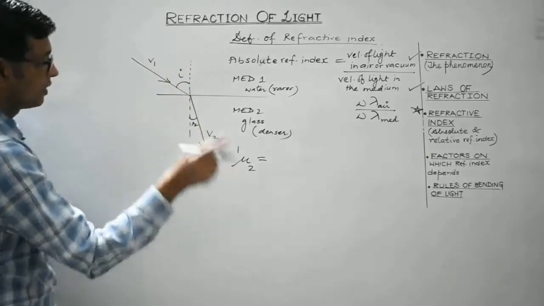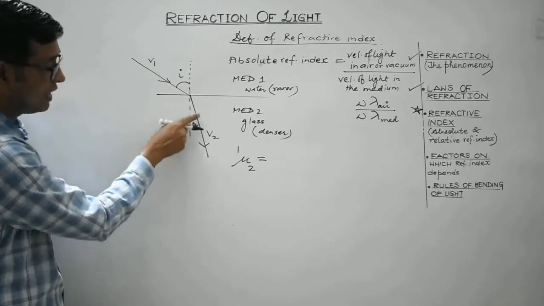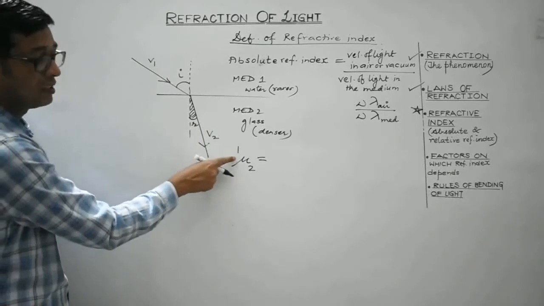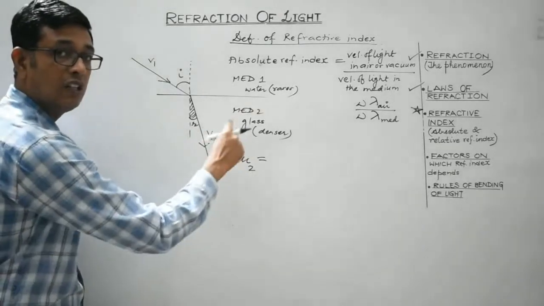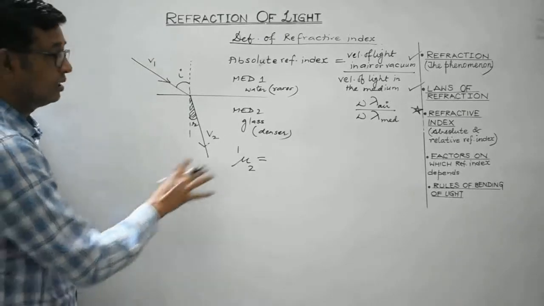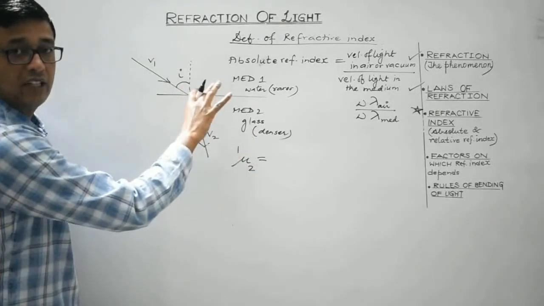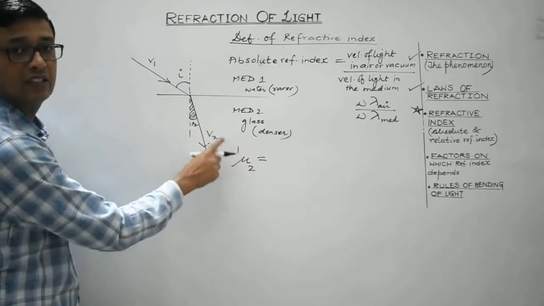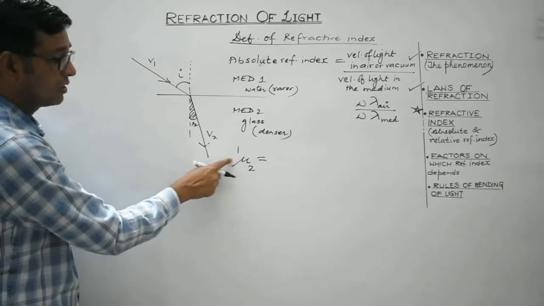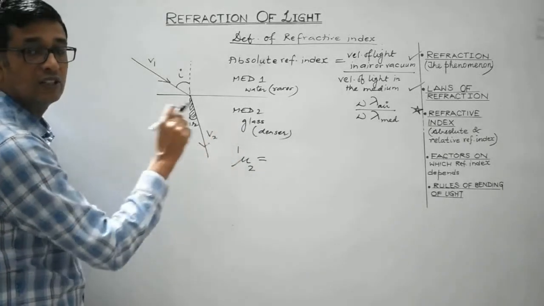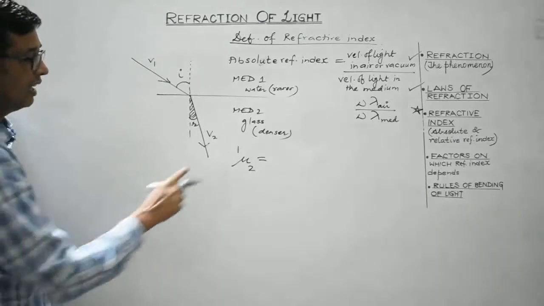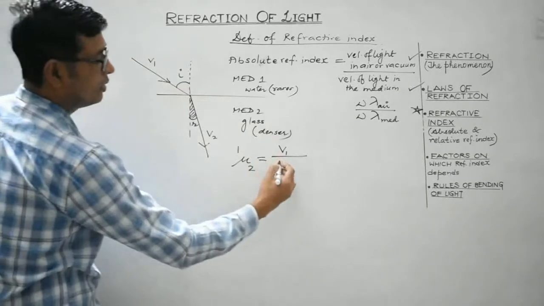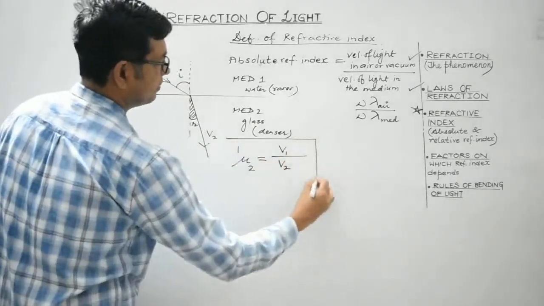Always remember, just check the medium in which the angle of refraction lies. Here the angle of refraction lies in the second medium. So it will be the refractive index of the second medium with respect to the first medium. So here both the mediums 2 and 1, right? There is no air or vacuum involved. So in this case it is known as relative refractive index, meaning the refractive index of medium 2 with respect to medium 1. That is known as relative refractive index. And it is defined as the ratio of the velocity of light in the first medium to the velocity of light in the second medium.